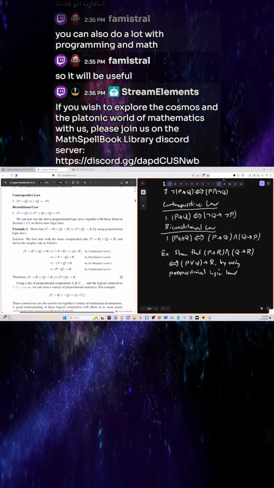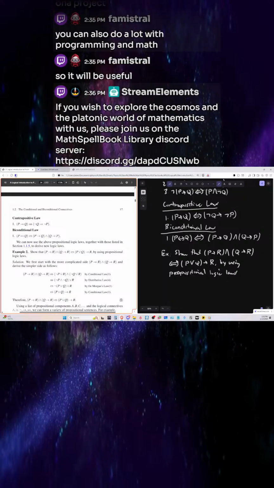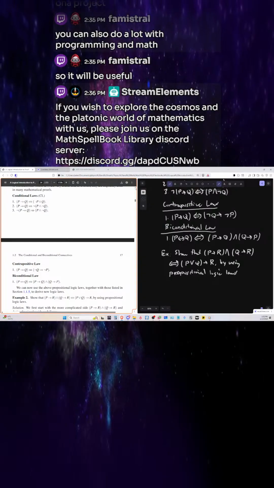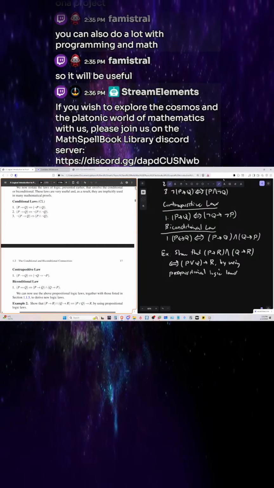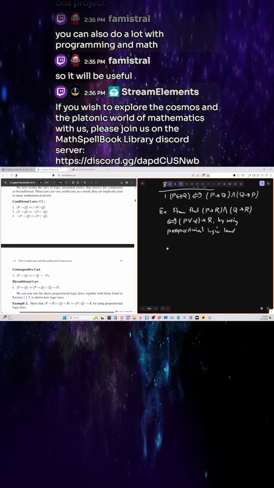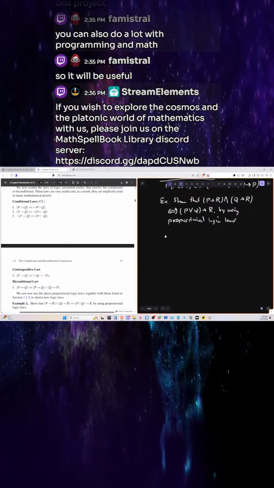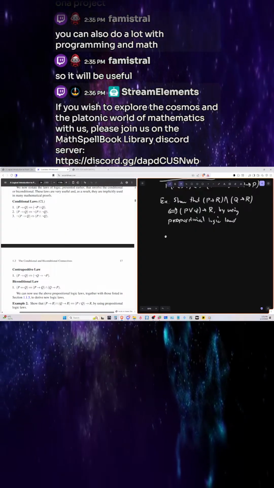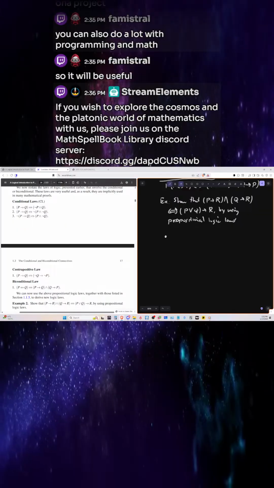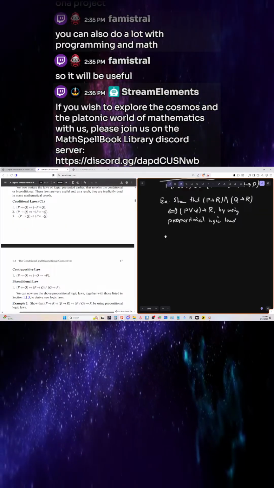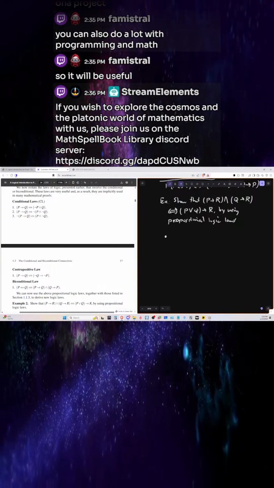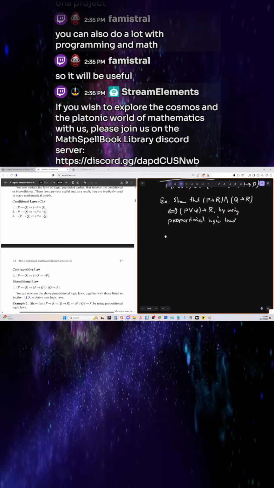Okay, so I'm going to raise this up a little bit because I don't want to peek at the solution. Yeah, I think we got it there. Okay, show that P implies R and Q implies R if and only if P or Q implies R. Use the logic laws. Okay.